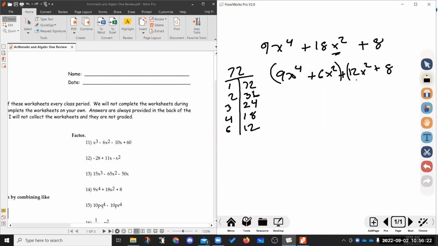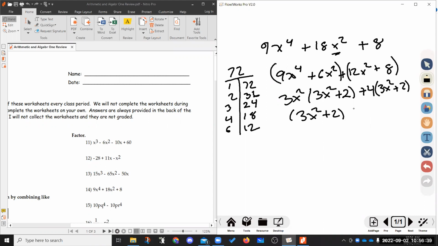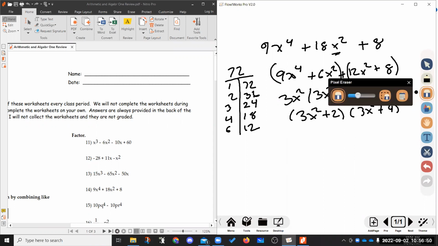We'll factor by grouping here. The greatest common factor here is going to be 3x squared, and that leaves me with 3x squared plus 2, plus 4 times 3x squared plus 2. This is 3x squared plus 2 times 3x squared plus 4. We cannot factor these anymore because they are sums of squares, not differences of squares. So we have our fully factored form.